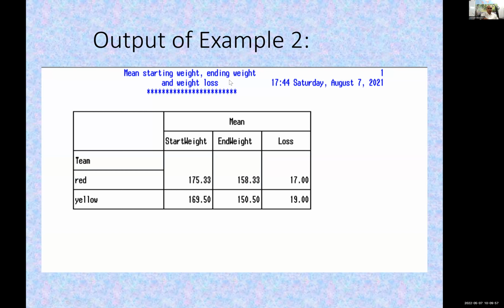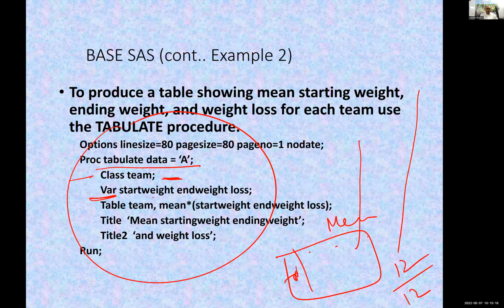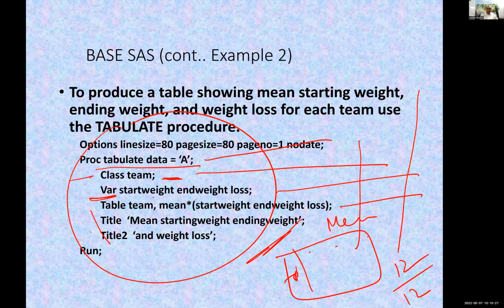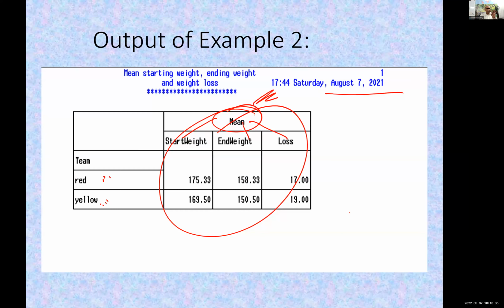Mean starting weight, mean ending weight, mean loss, with team red and yellow teams here. If I want to get just this output, how many lines are required here? Only proc tabulate data equals A, class is this much, variable is this much, table is this much. Whatever you type, you are going to get. Just 3 or 4 simple lines is enough.